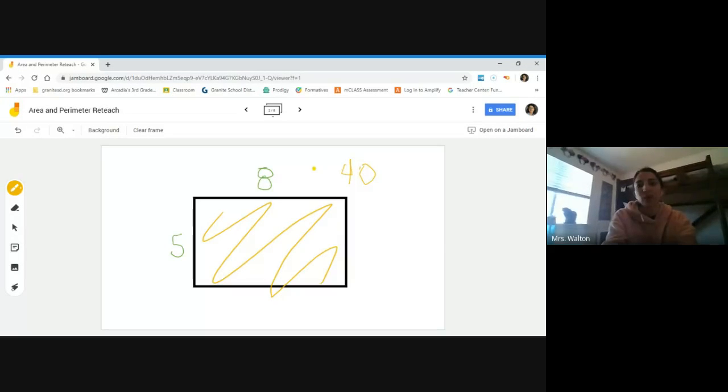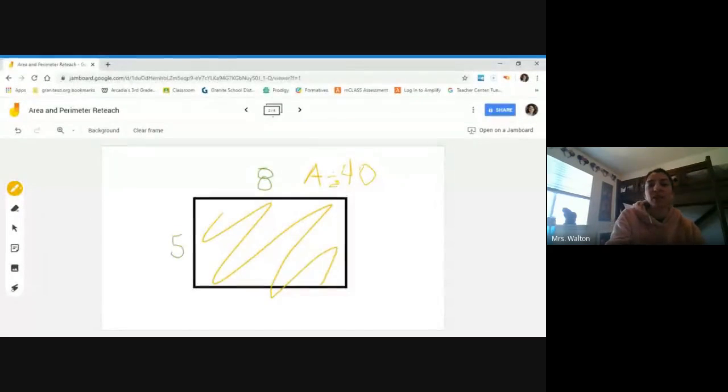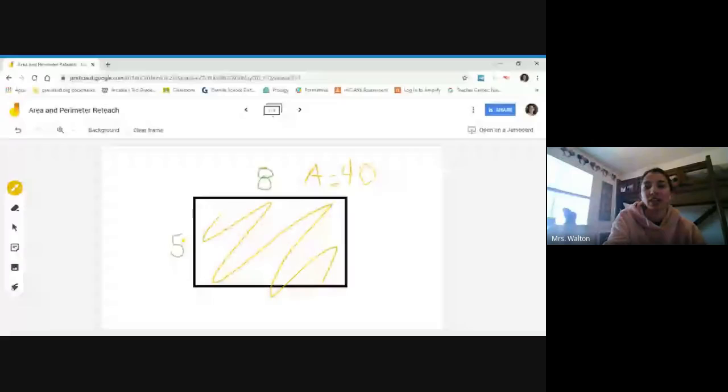So our area is equal to 40. Wow, my pen's not working. So 8 times 5 is equal to 40, and that's our answer.